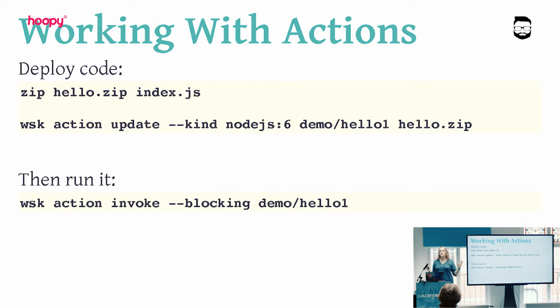wsk action invoke. You need the --blocking if you want the result. If you miss out the --blocking and you just wsk action invoke the name of the thing, it'll run, but it'll just fire it and return immediately, and the thing will happen somewhere. So if it does something you can see, like sends you a text message or puts a message in a Slack channel, great. But otherwise, you might want to use --blocking and see the result coming back to you.